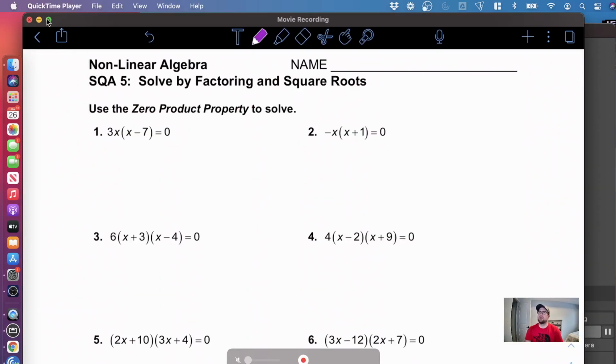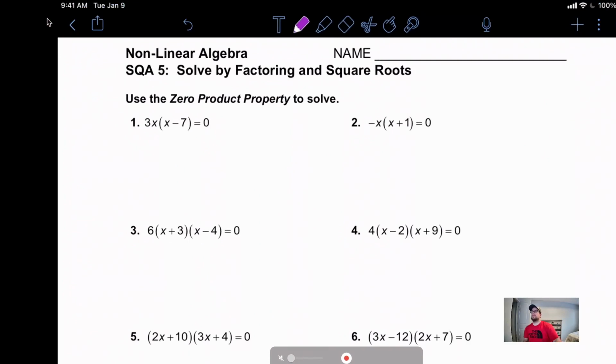Today we're going to be talking about SQA5, which is solve by factoring and square roots. This is really a combo platter of everything we've been working on so far. We kind of just put it all together and package it up into one nice package where we use all of our skills at once.